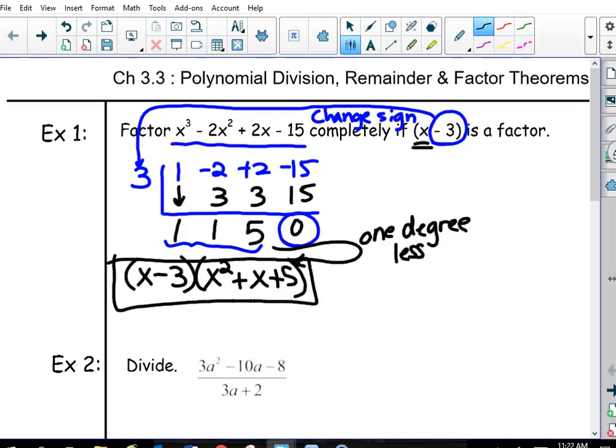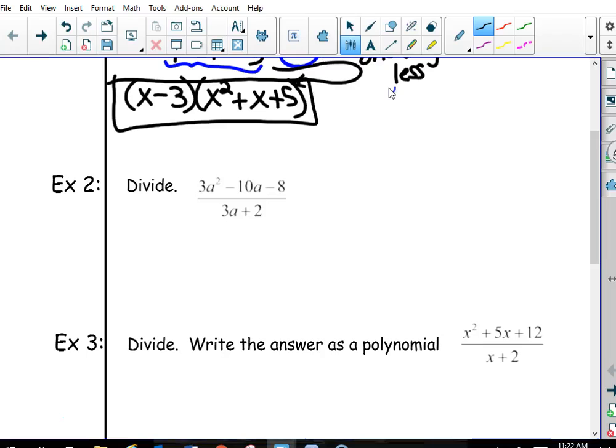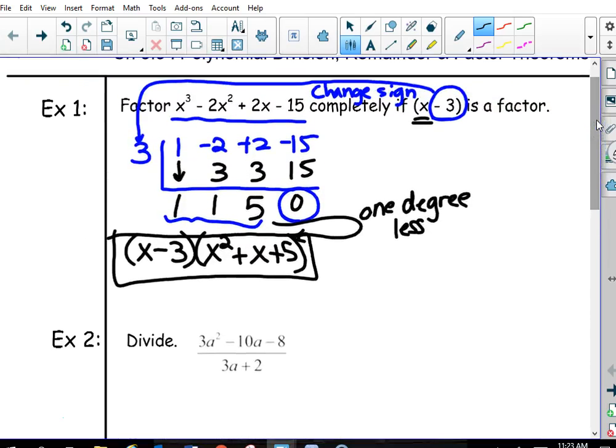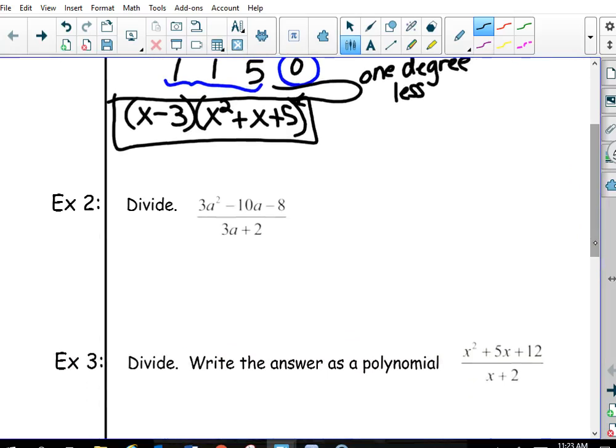Okay, let's take a look at example 2. So we're going to do division, and I am going to also use synthetic division. But I wanted to point out that the reason why we changed the sign in x minus 3 is because we were really looking at x minus 3 equals 0. And when we solve that, we get x equals 3. And the reason I'm explaining that is because my divisor here isn't a 1x. But we can still do synthetic division if we go ahead and solve this for our variable.